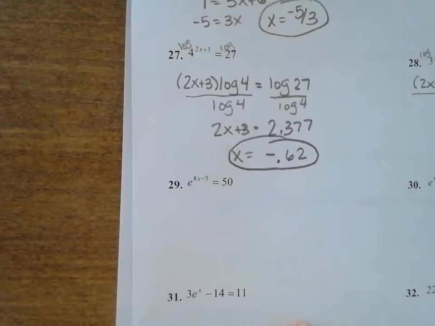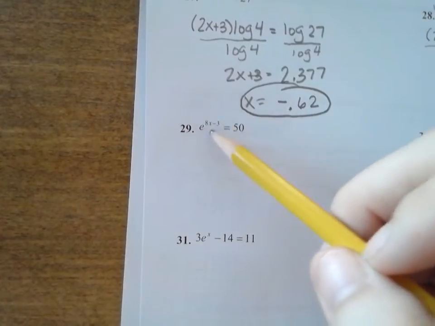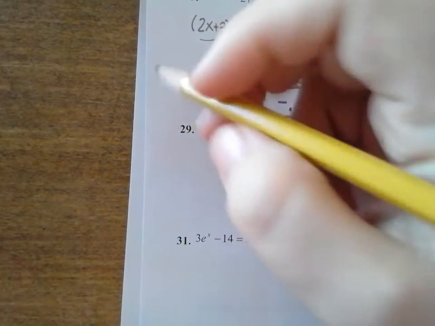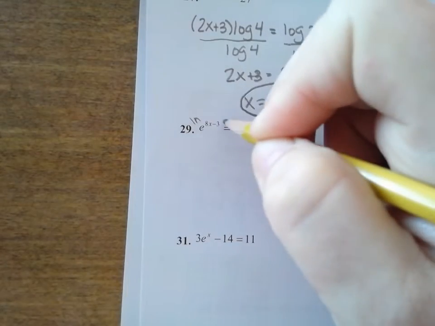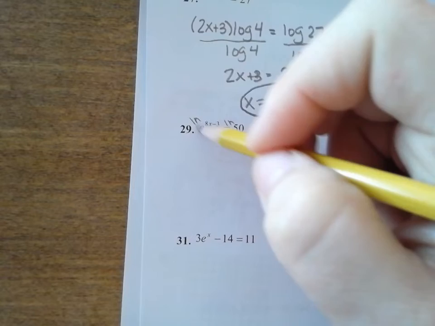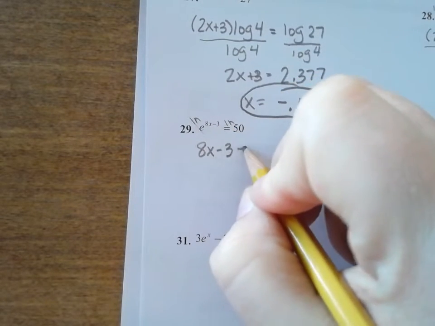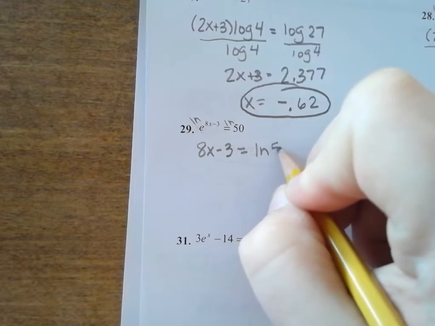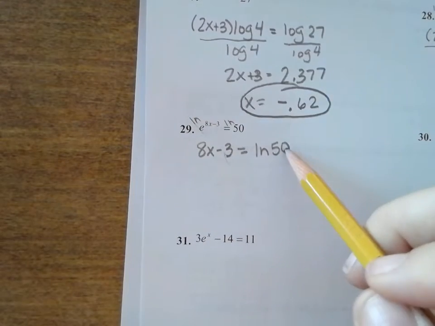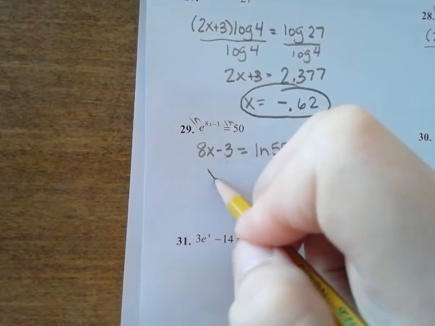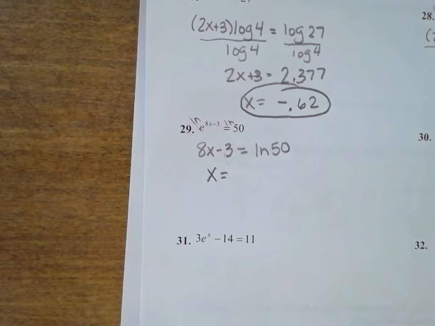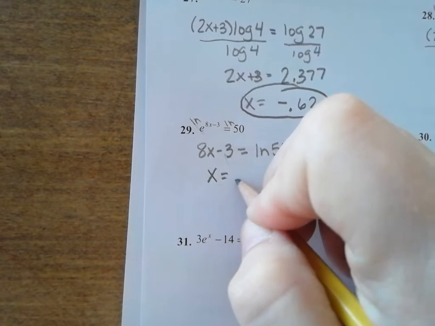Over here, to cancel out an e, I'm not going to take a log. I'm going to take the natural log. So that cancels. I have 8x minus 3 is equal to whatever the natural log of 50 is. Add 3, divide by 8. So in my calculator, I'm going to do the natural log of 50, then add 3, then divide by 8, and you should get 0.86.